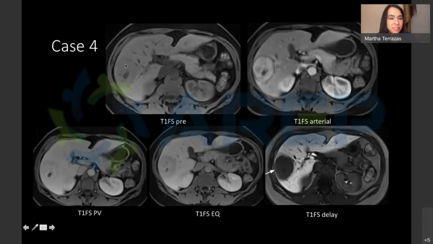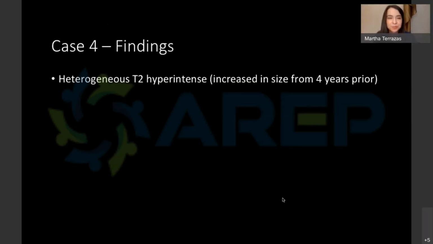So here, it is a little bright on our T1, very arterially enhancing. We have that central portion that's not enhancing. That central portion is really not enhancing on any of our sequences, and it does have persistent delayed phase imaging. On this patient, we just so happened to get the 20-minute hepatobiliary specific contrast on board, and it's dark on there. And I mean, it's not an FNH, right? Probably not an FNH. So findings: heterogeneously T2 hyperintense, increased in size from 4 years ago.